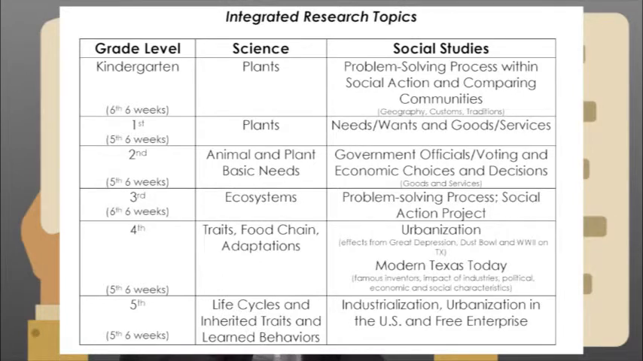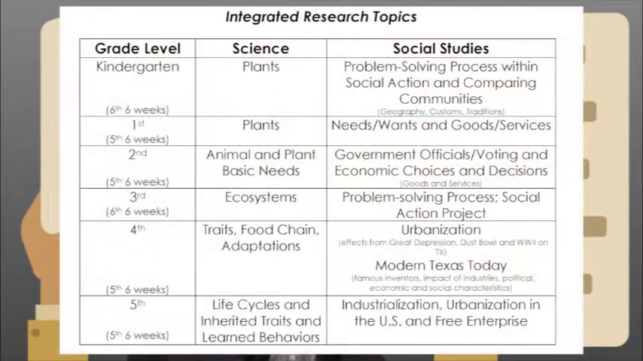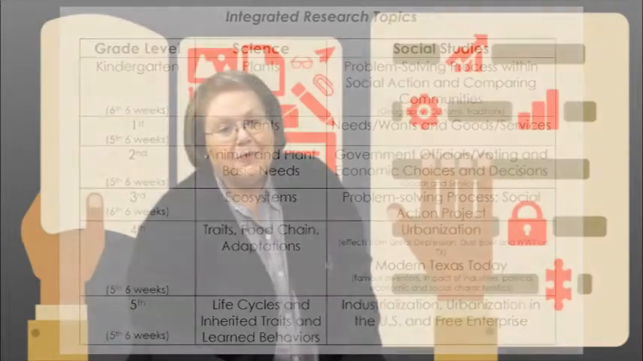Okay, so if you look at the topics, what's really interesting, should you and your class or individual students take on a science topic: in kindergarten and in 1st grade during the 5th and 6 weeks, you're studying plants. So the research projects could go along with plant study. 2nd grade, you're looking at animal and plant basic needs. 3rd grade, you will be studying ecosystems. 4th grade, traits, food chains, and adaptations. And then in 5th grade, life cycles and inherited traits and learned behaviors.